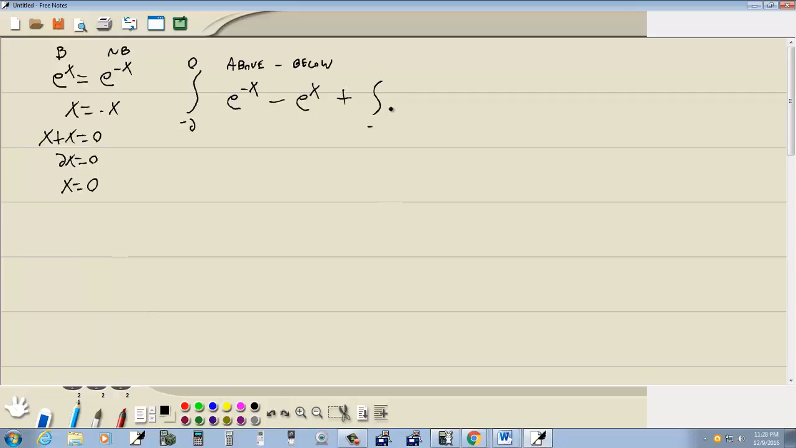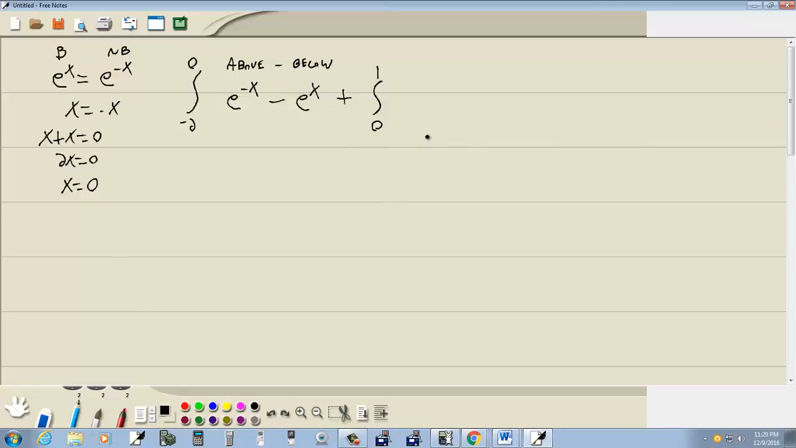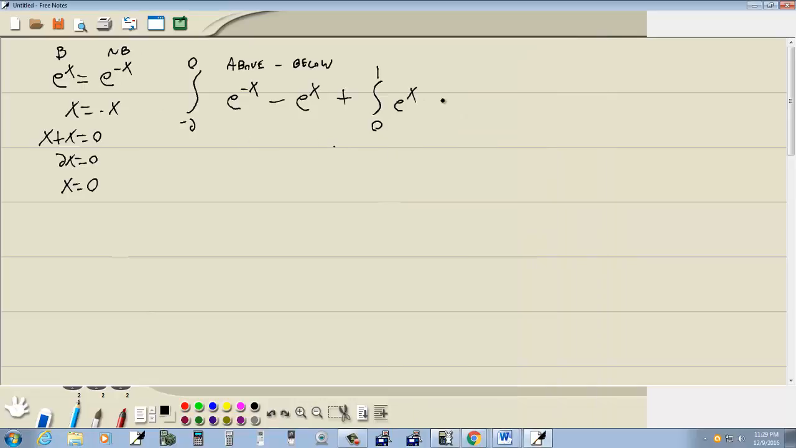Plus, from 0 to 1, because it's bounded by x equals 1. Let's see what's above and below. So from 0 to 1, I see this bold is above this, so e to the x goes first, minus e to the negative x. Okay, so that's our setup. Now, if we were to break this up, this would be -2 to 0, e to the negative x dx, minus -2 to 0, e to the x, plus 0 to 1, e to the x, minus 0 to 1, e to the negative x.